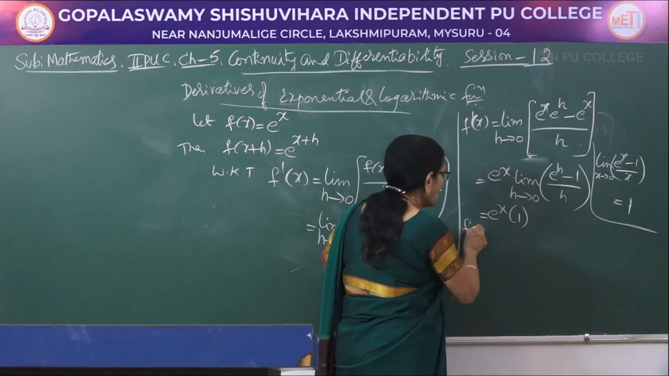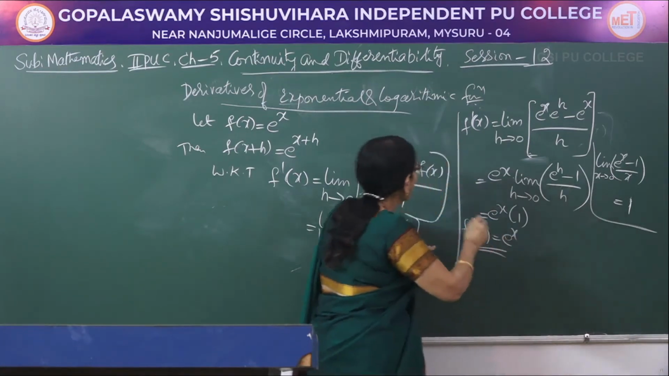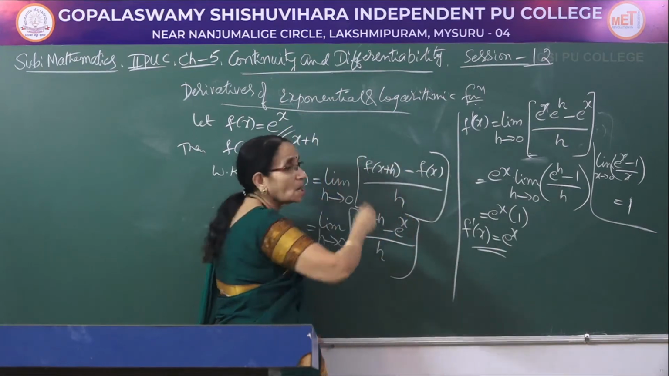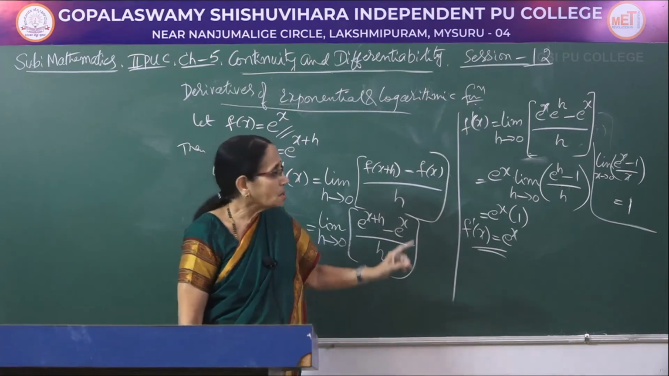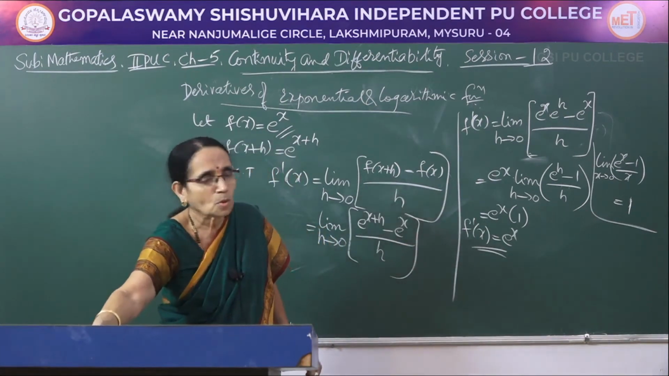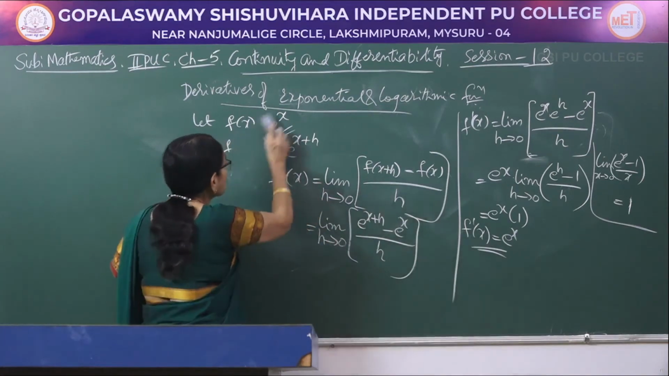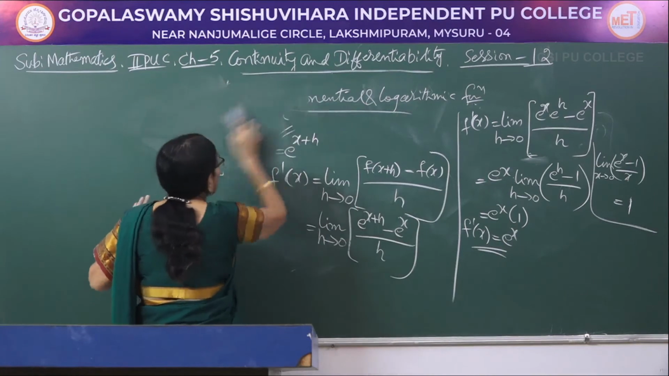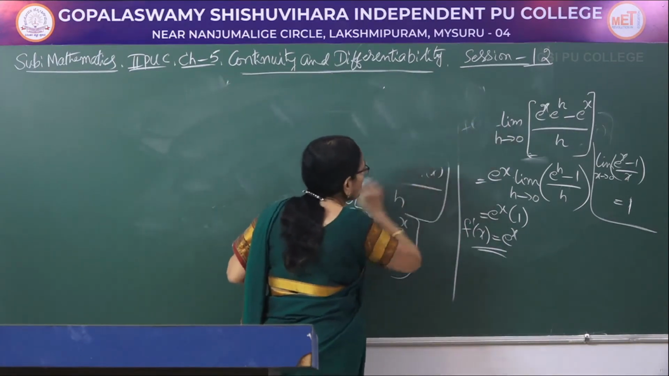Therefore, what is the derivative here? f dash x is e to the power x. What was the function we started with? e power x. That means that this exponential function e power x remains the same even after differentiation. So, this is the procedure we adopt using the first principles method to find the derivative of the function e to the power x.